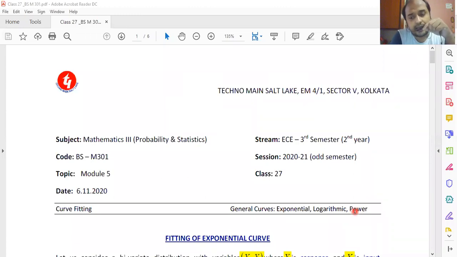So various other curves are there which can also be fitted, but the discussion of those curves is beyond the scope of our syllabus, so I'm not going to get into the details of those curves. We shall only stick to exponential, logarithmic, power, second degree parabola, and linear. So I shall start my today's discussion on fitting of exponential curve.